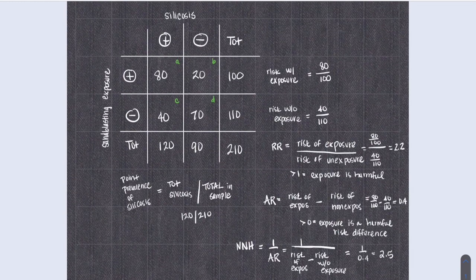Our last thing that we need to know is our odds ratio, or OR. That is where these letters come into play. So that is going to be our A times D over B times C. So in our example, that's going to be 80 times 70 over 20 times 40. And that is our odds ratio. Okay. So this is talking about exposures and risk to developing a disease.